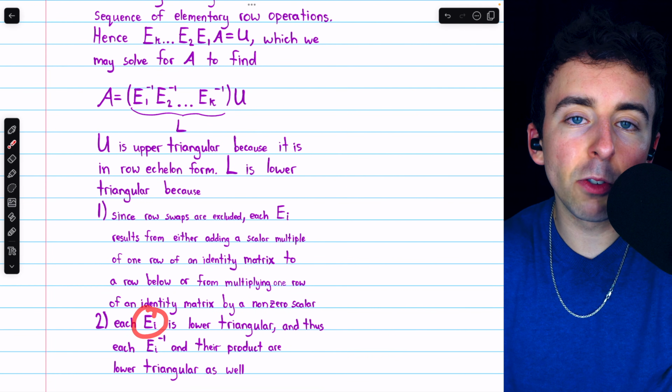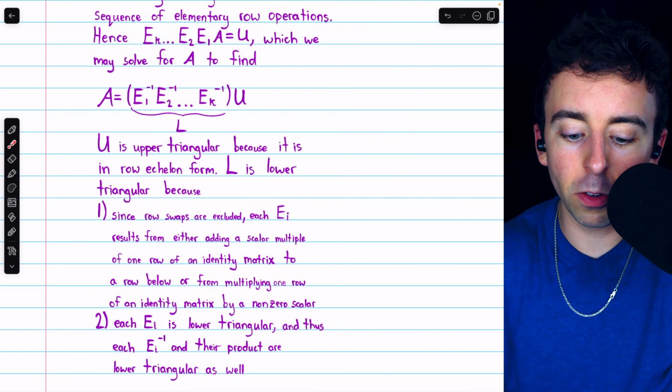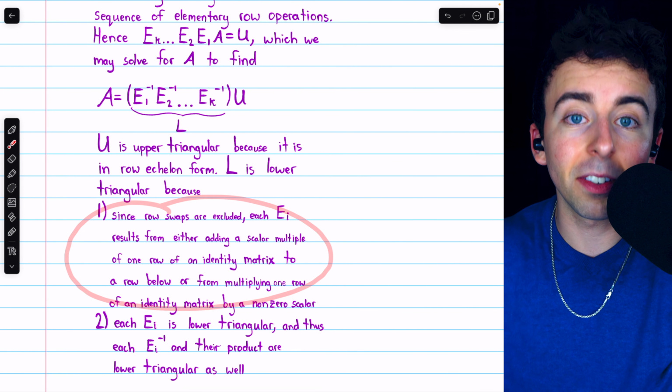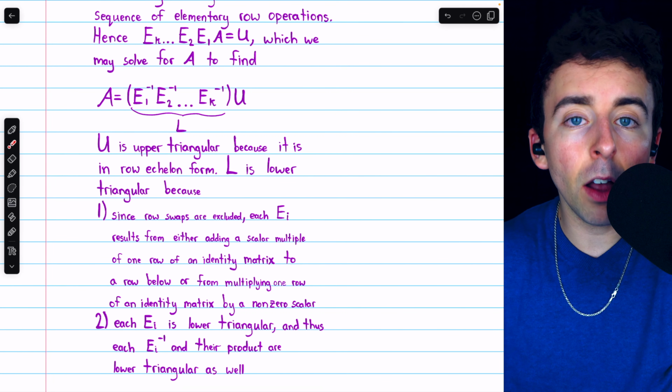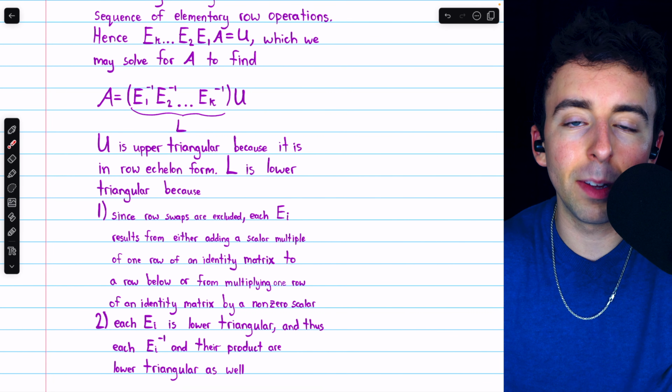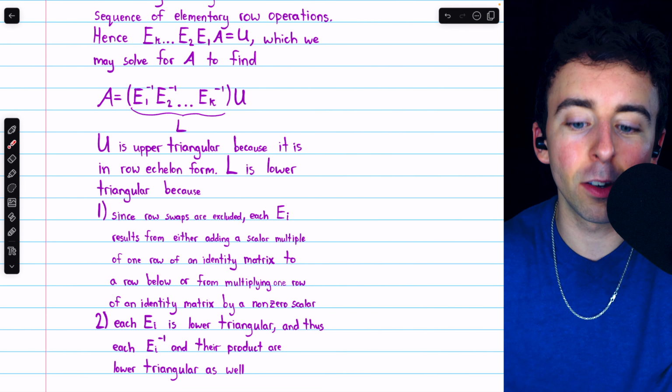Since each elementary matrix E_i is lower triangular, just by the nature of where they must come from, we know that each inverse, E_i inverse, is also lower triangular. We've previously proven that the inverse of a lower triangular matrix is also lower triangular. I'll leave a link in the description.